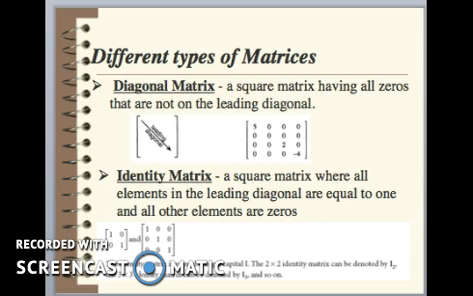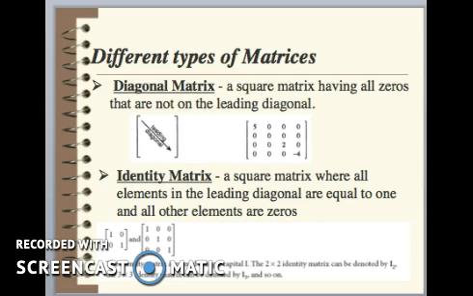We also have what we call diagonal matrices. Now this one is a square matrix having all zeros that are not on the leading diagonal. So as you can see here, on our leading diagonal, starting in the top left-hand corner, coming down to the right bottom corner, we have 5, 0, 2, negative 4. They're the entries that we have in this matrix. And all of the other entries in the matrix are zeros.